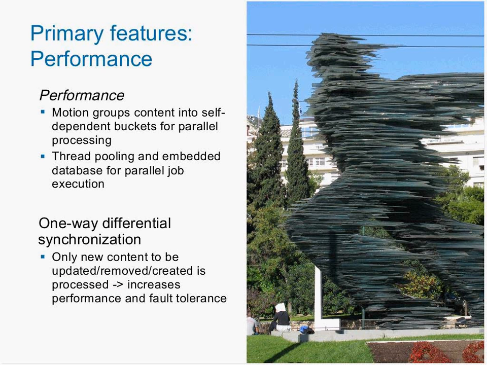Motion provides several performance improvements over existing alternatives like import and export tools and command tools. Motion groups content into buckets that can be moved independently since these are self-dependent buckets, hence enabling parallel processing of the jobs. Tooling has also been implemented for parallel execution. And as mentioned before, content can be moved incrementally, what is known as differential synchronization, which again enhances performance.